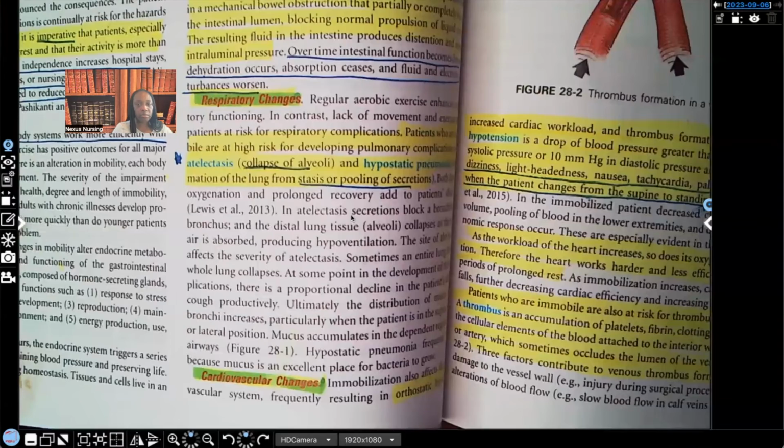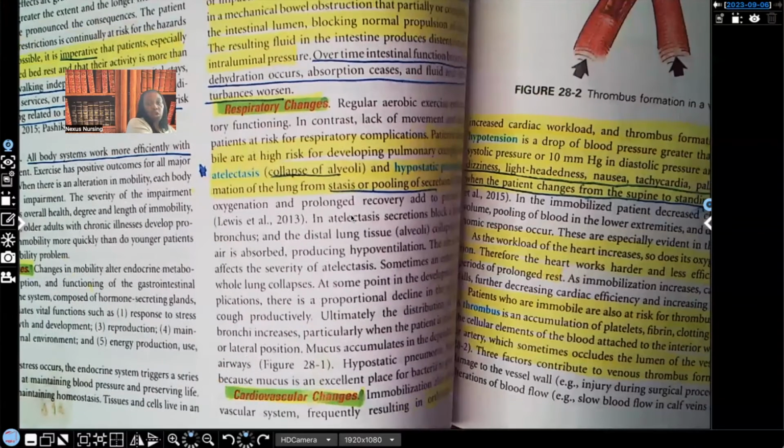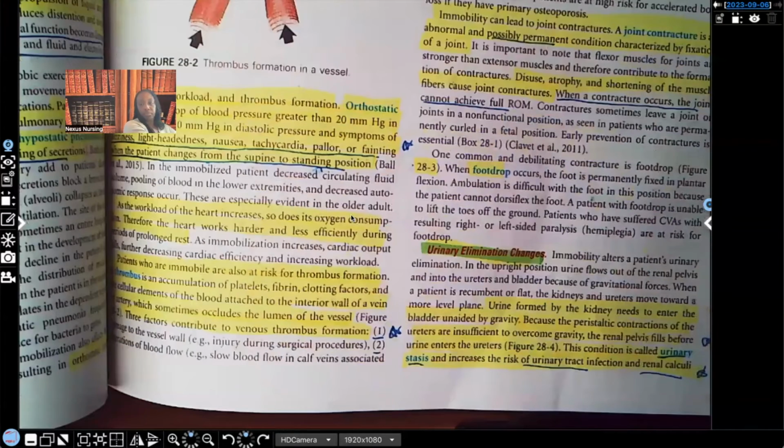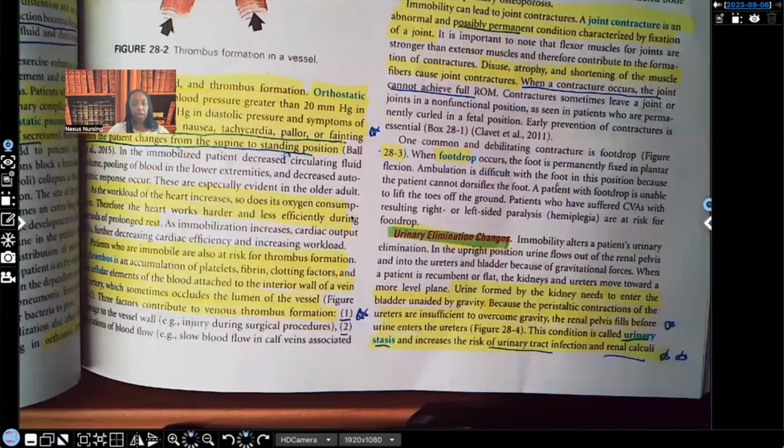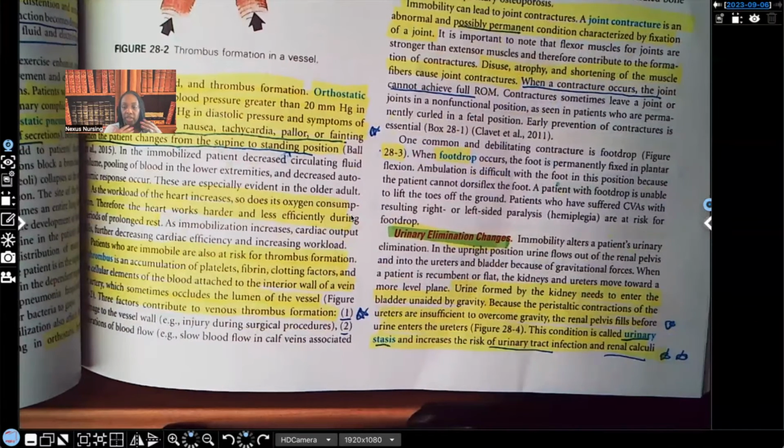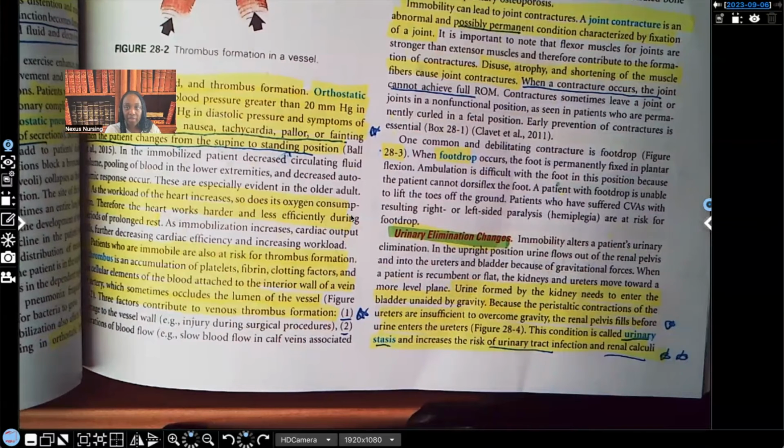Urinary elimination changes, I should say. Urine formed by the kidney needs to enter the bladder unaided by gravity because they're not standing. Sometimes they're not even sitting up, right? Let's keep going. Because the peristaltic contractions of the ureters are insufficient to overcome gravity, the renal pelvis fills before urine enters the ureters. This condition is known as urinary stasis.